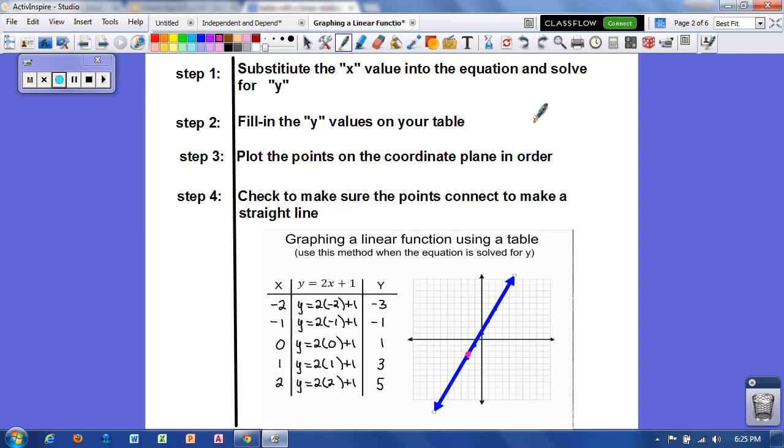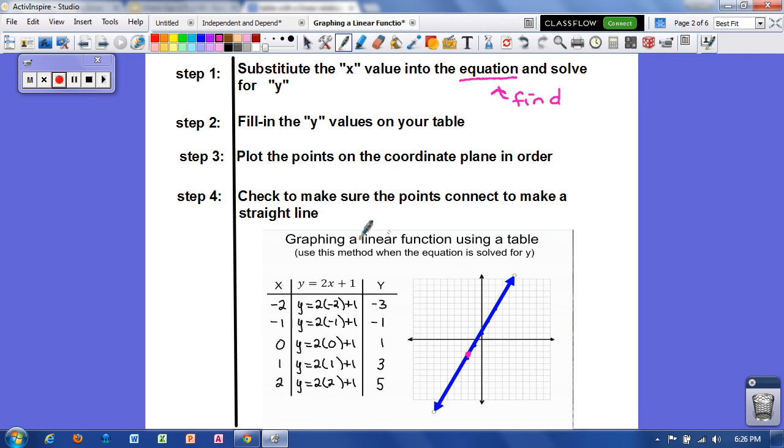All right, here are the steps for graphing a linear function. Step 1, we want to substitute the x value into the equation and solve for y. We will be finding the equation from the word problem, so you are going to have to create that on your own. Step 2, we want to fill in the y values on the table. Step 3, we want to plot the points on the coordinate plane in order. And step 4, we want to check to make sure the points connect to make a straight line.